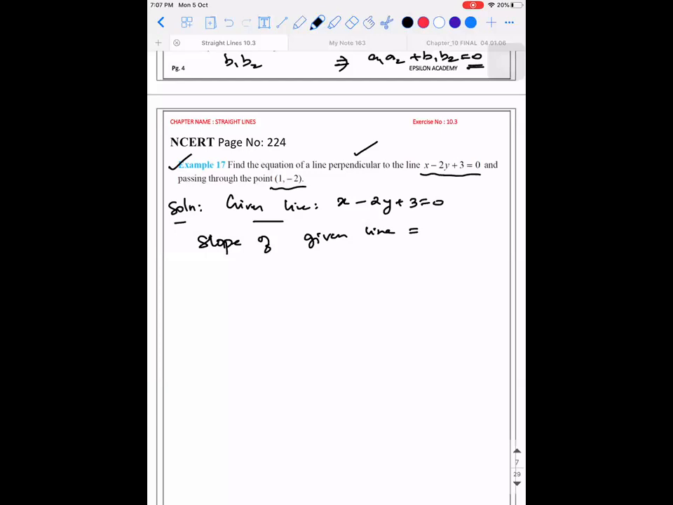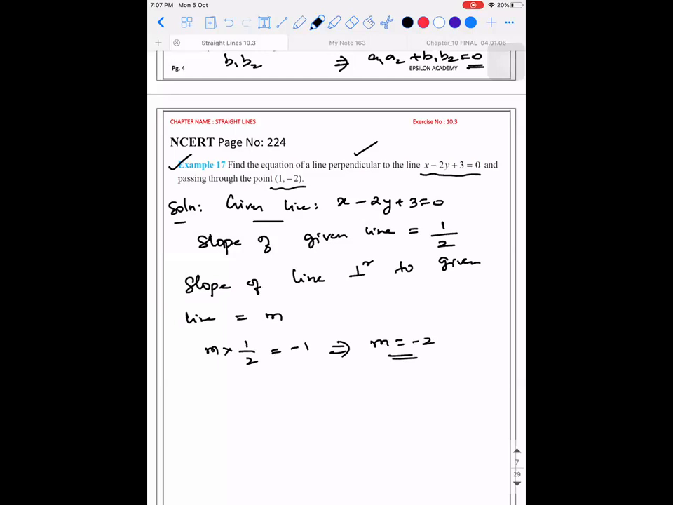Slope of given line is 1 by 2. So, slope of line perpendicular to given line will be how much? Let's call it m. Then can I say m into 1 by 2 is equal to minus 1? Which implies m is equal to minus 2. Did you guys understand what I did?